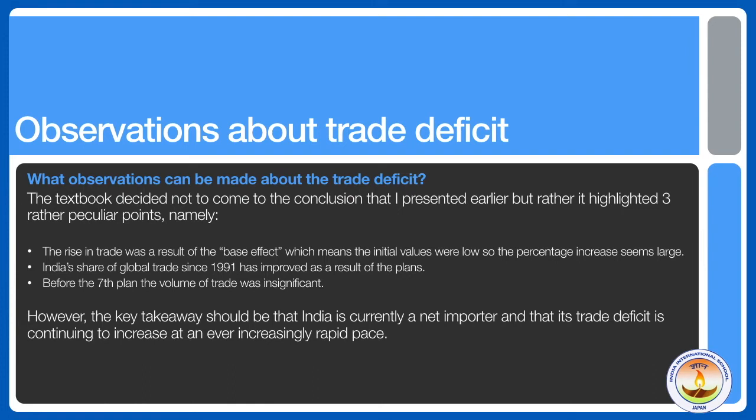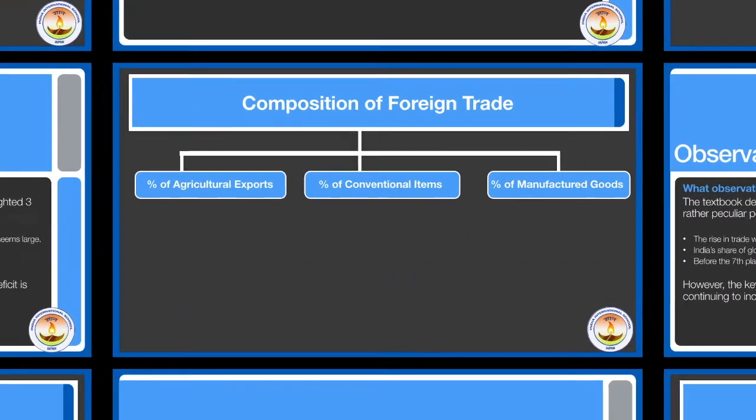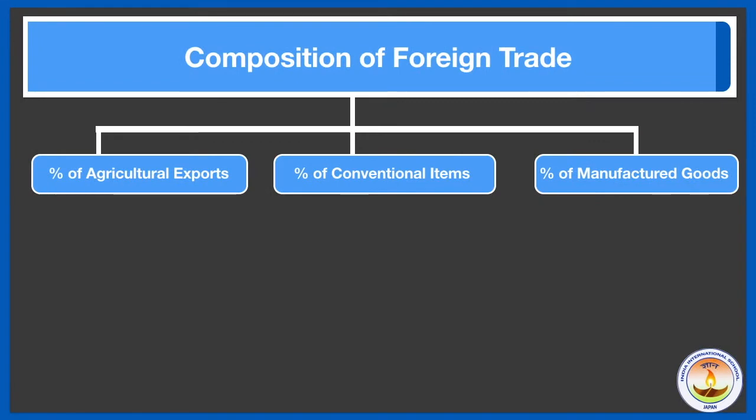And finally, the third point it reached was, prior to the 7th plan, trade volume was insignificant. Okay, those may be true, but they're not what's important. What's really important is that India was, at one point, a net exporter, and they ran a trade surplus when trading with the British. But today, they're a net importer and run a trade deficit with the rest of the world. Now, let's take a look at the composition of foreign trade.